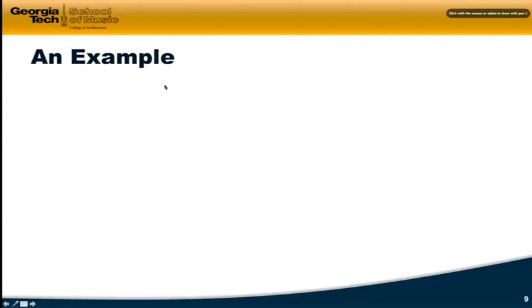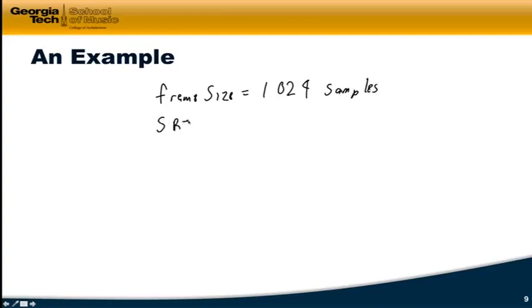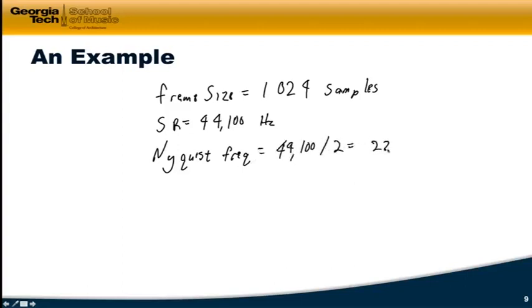My frame size is 1,024 samples, and my sampling rate is 44,100 hertz. Then my Nyquist frequency would be 44,100 divided by 2, so 22,050. My number of bins is the frame size, 1,024, divided by 2. So that's 512.